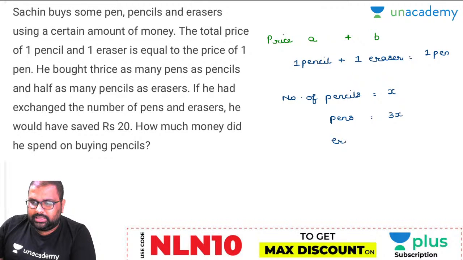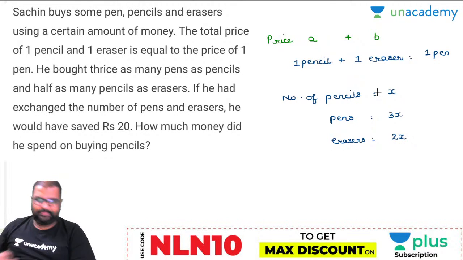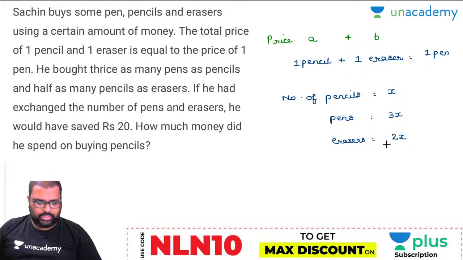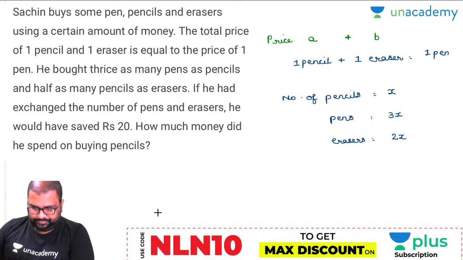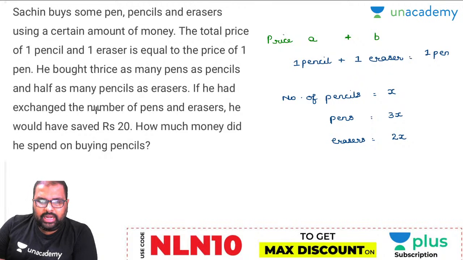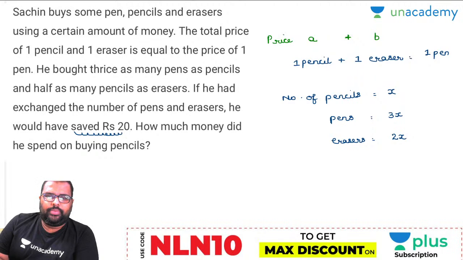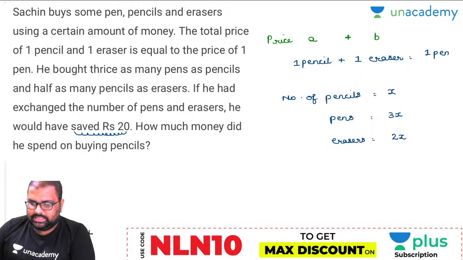As erasers, look here, if your erasers value is 2x, half of the eraser value must be your pencil, which is x. Is it clear? Done. Perfectly. Those who can write down this equation can easily solve the things fast. Now what happened? If he had exchanged the number of pens and erasers, he would have saved rupees 20, is the question asked. How much money did he spend on buying pencils is the question asked.